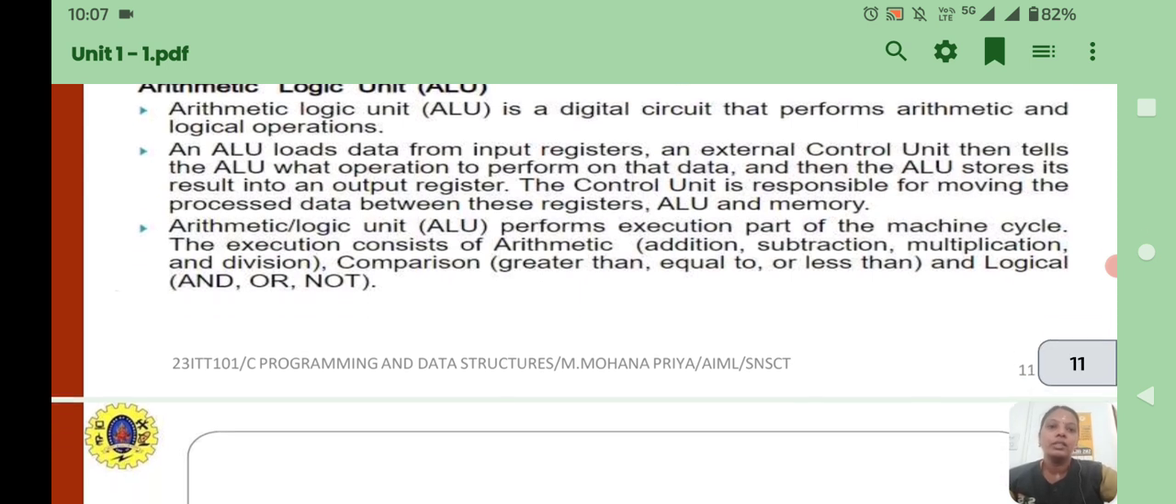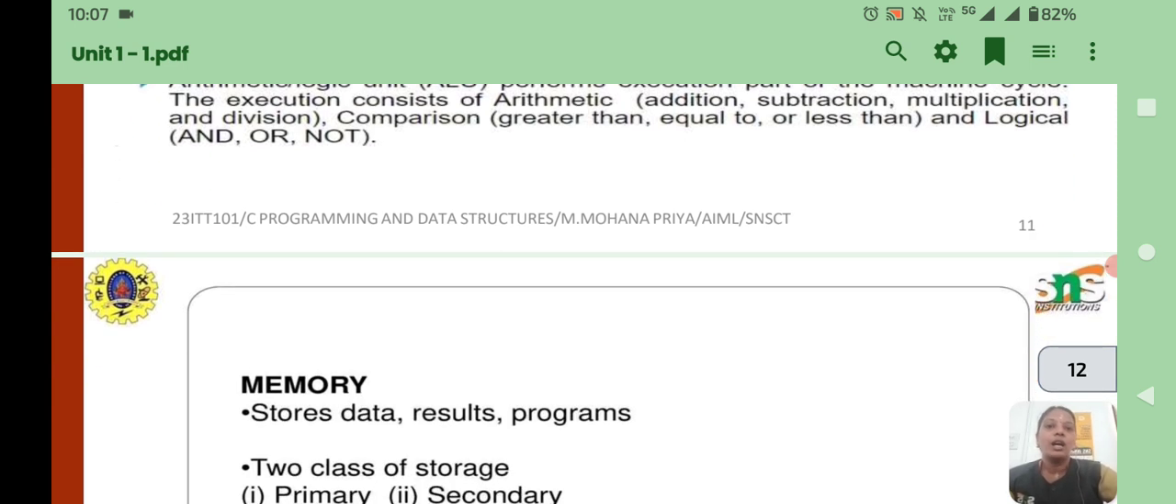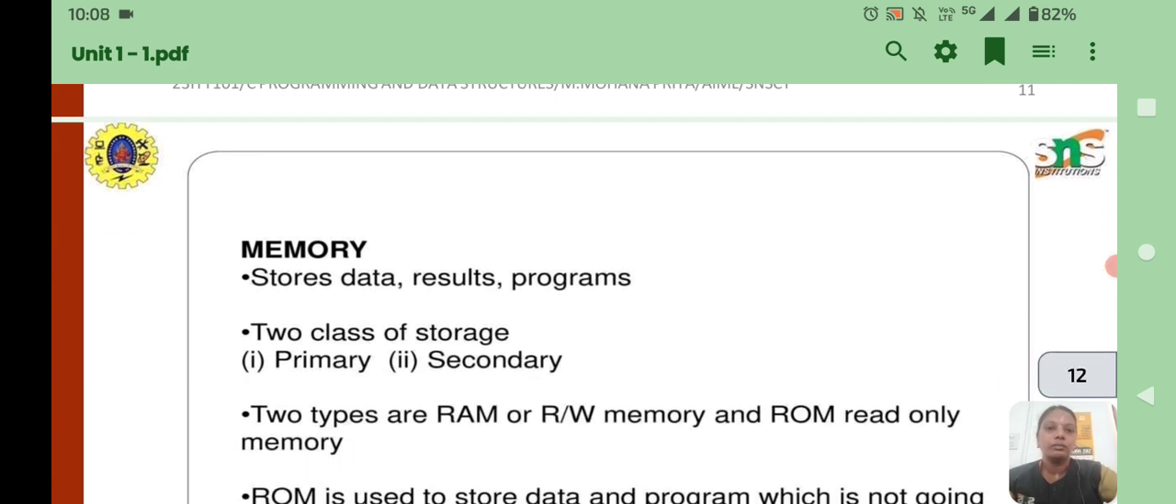Likewise, the ALU performs the execution part of the machine cycle. Execution consists of arithmetic, that means addition, subtraction, multiplication and division; comparisons, greater than, equal to or less than; and logical operations like AND gate, OR gate and NOT gate.